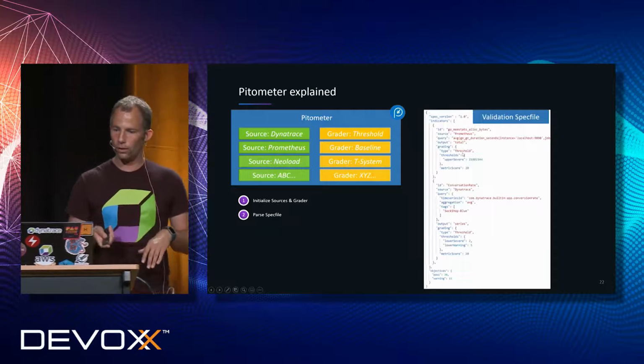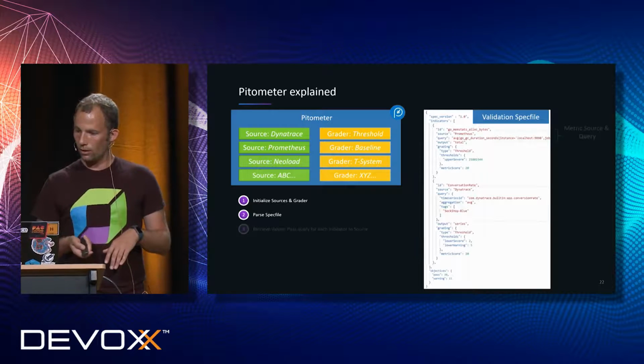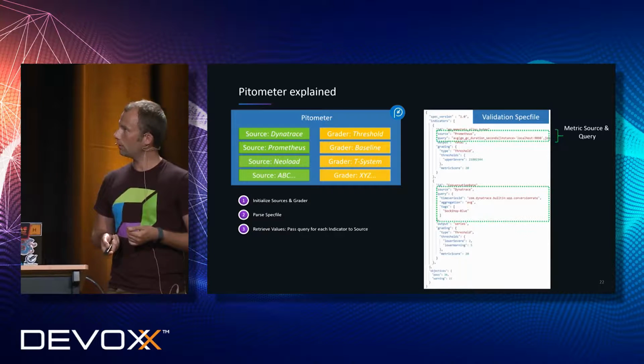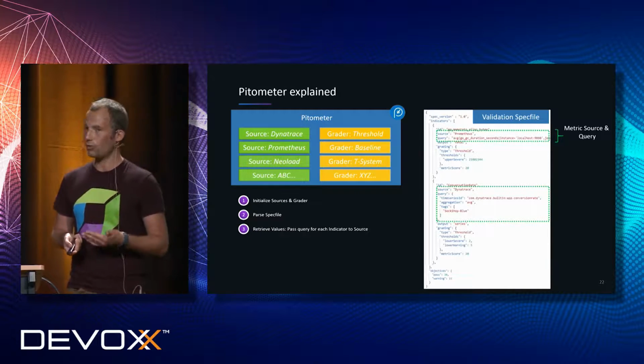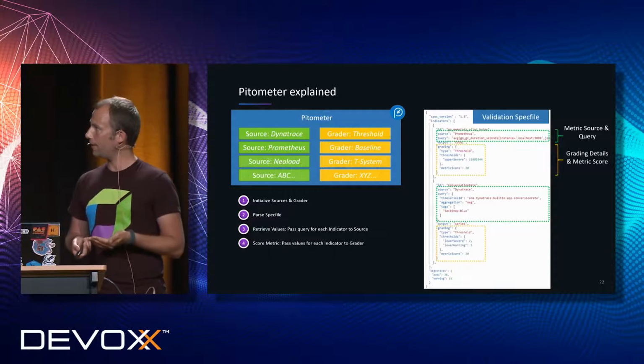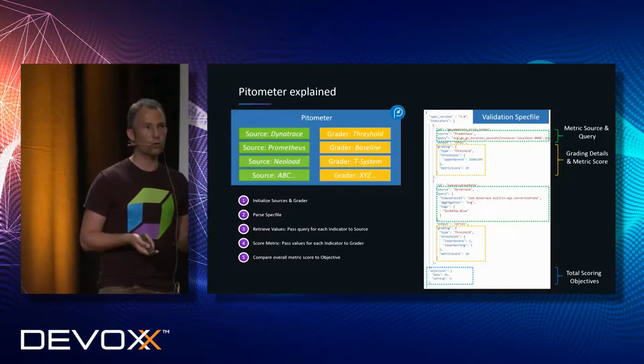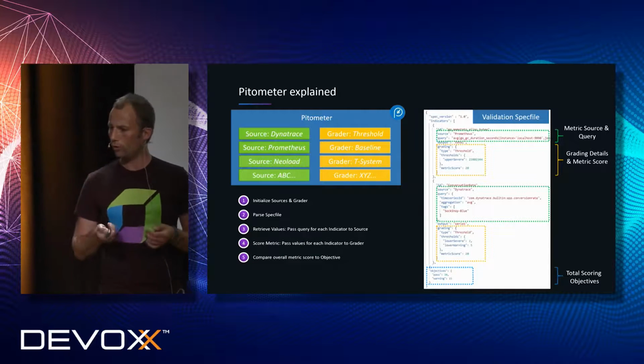And the second one is a Dynatrace metric. So the idea is that you specify what type of metric you want to evaluate and which data source is providing it. You specify the grading details and the score, and then at the very end, the total scoring objective, right? You saw this earlier in the demo.